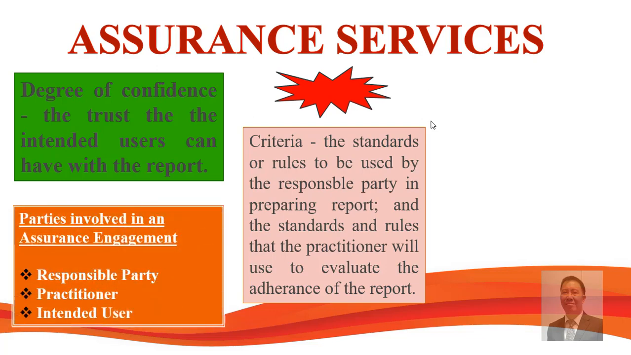There will be three parties involved in assurance services. The first one is the responsible party. He is the one, or they are the ones, who are required to prepare the report for the use of other parties. The practitioner is the one who reviews or audits the report prepared by the responsible party and provides their conclusion with regard to that report. Intended users are the ones who are using or waiting for the report coming from the responsible party, which is audited or reviewed by the practitioner, for their decision making.